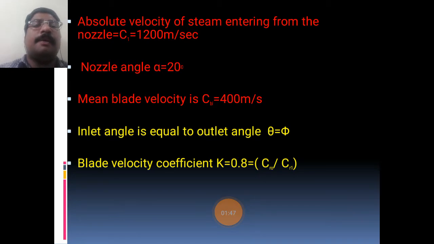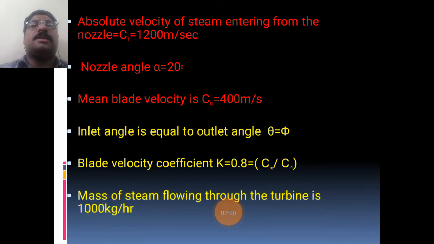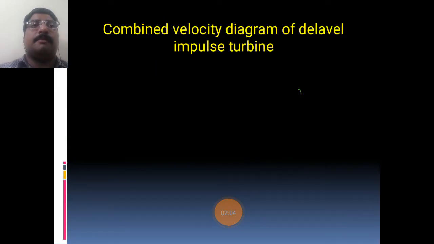So K, the blade velocity coefficient, is nothing but the ratio of the outlet relative velocity to the inlet relative velocity. The mass of steam is given as 10,000 kg per hour. Now we are going to construct the combined velocity diagram of the impulse turbine.